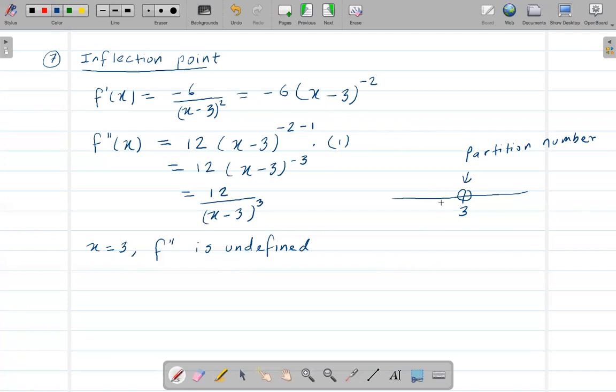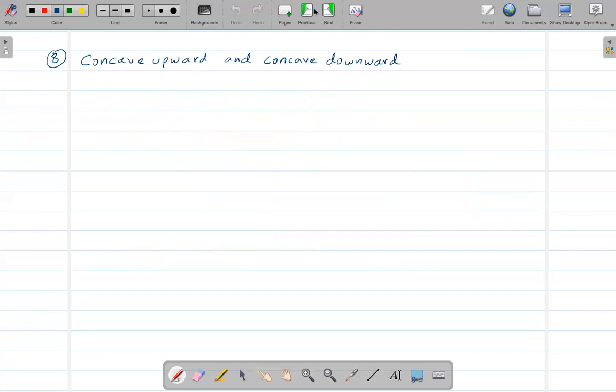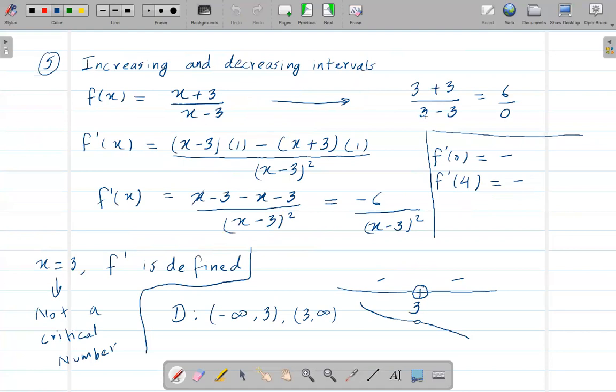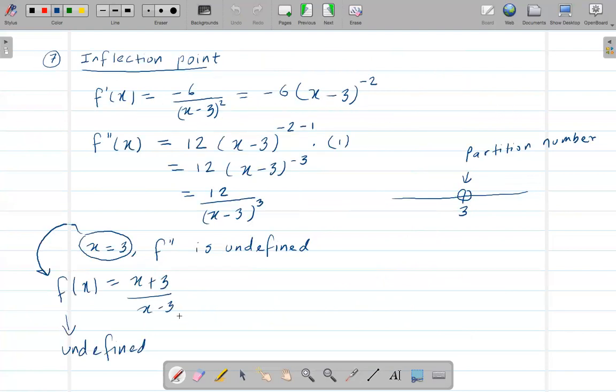Now after this, we are finding concave upward and concave downward intervals. But before that, I forgot, I need to plug this value in to see if this is an inflection point or not. Once you get this x value, you plug that into the original equation. The original equation we have is (x plus 3) over (x minus 3), right? So if I plug this in here, you will get undefined. If x is 3, then f of x is undefined, just like I did for a critical number. So that's why this is also not an inflection point. Clear? Okay.